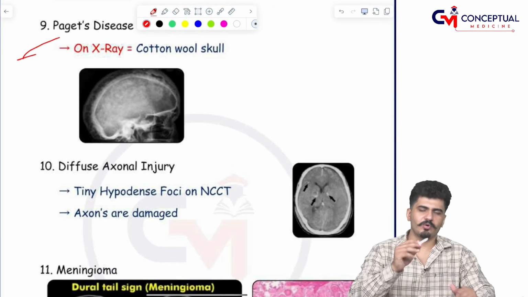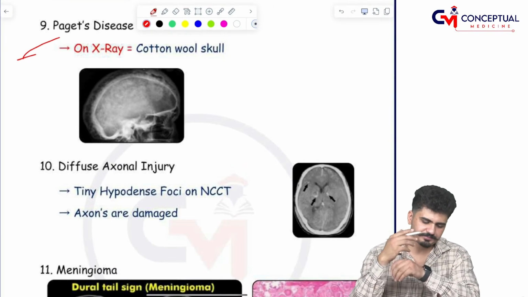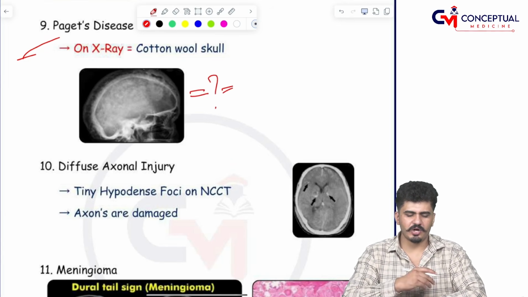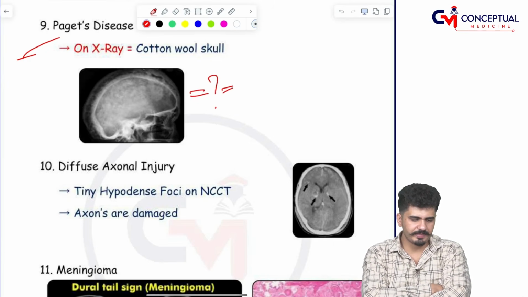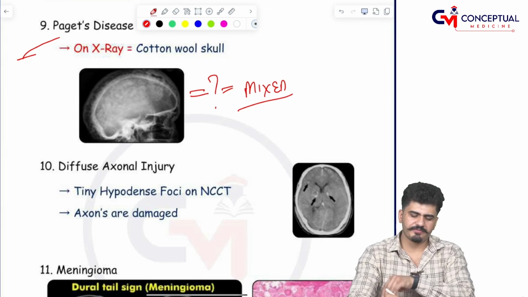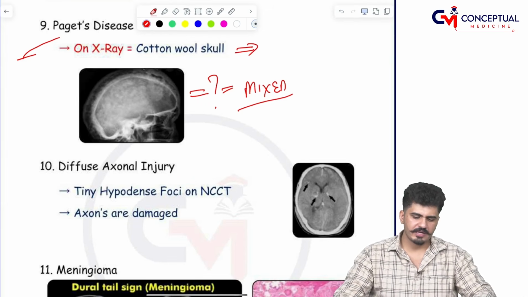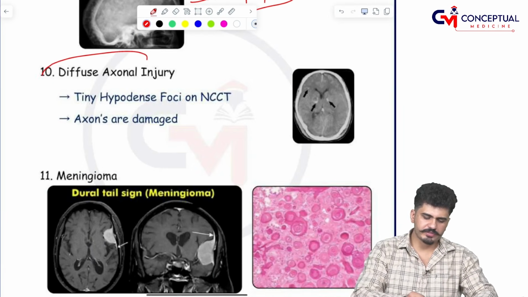Paget's disease, old bone replaced by new bone is faulty now, my dear friends. Can you tell me this cotton wool skull is seen in which stage of Paget's disease? There were the 3 stages we have talked about yesterday. Mixed stage. Can you tell me the other finding you will see in Paget's disease? Picture frame vertebra. Yes.